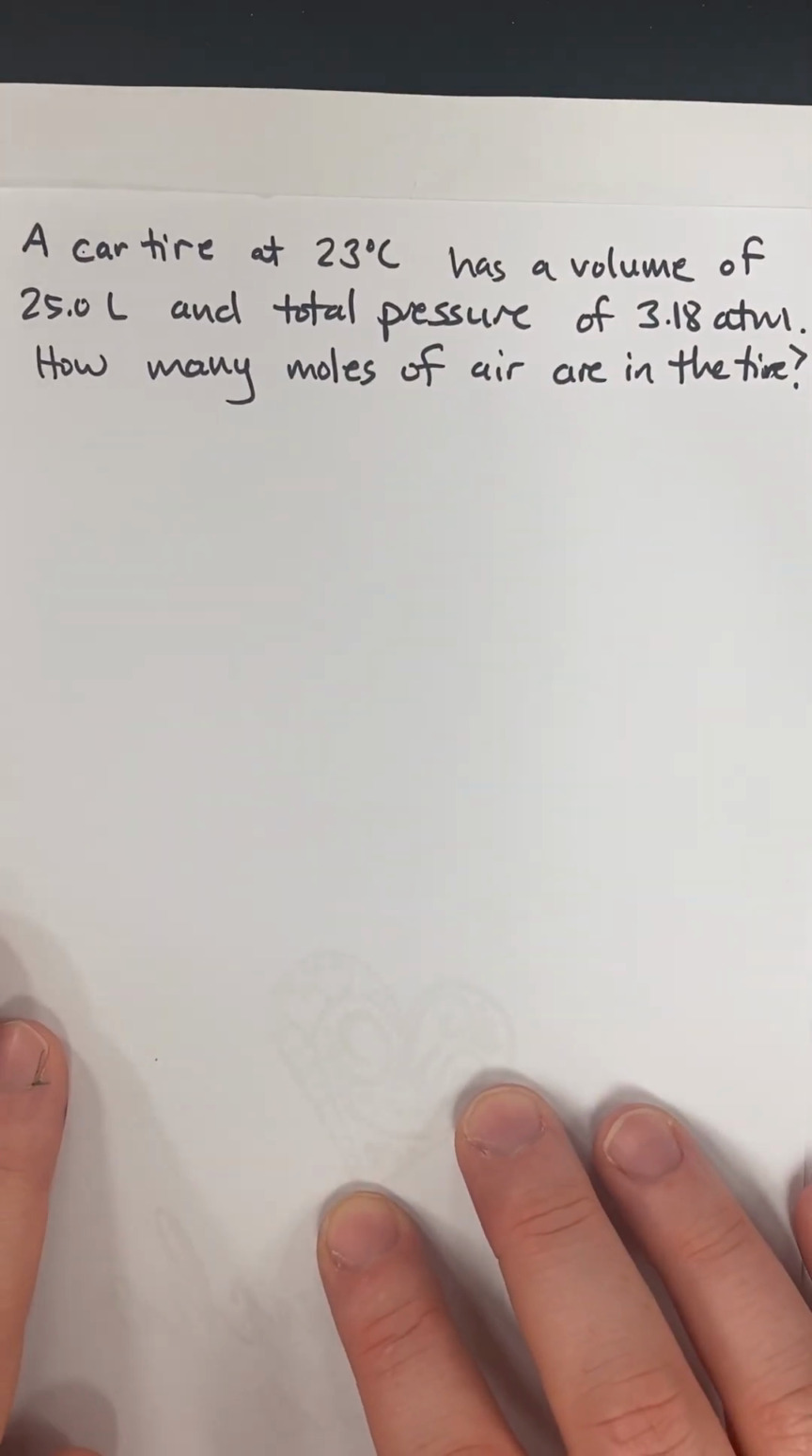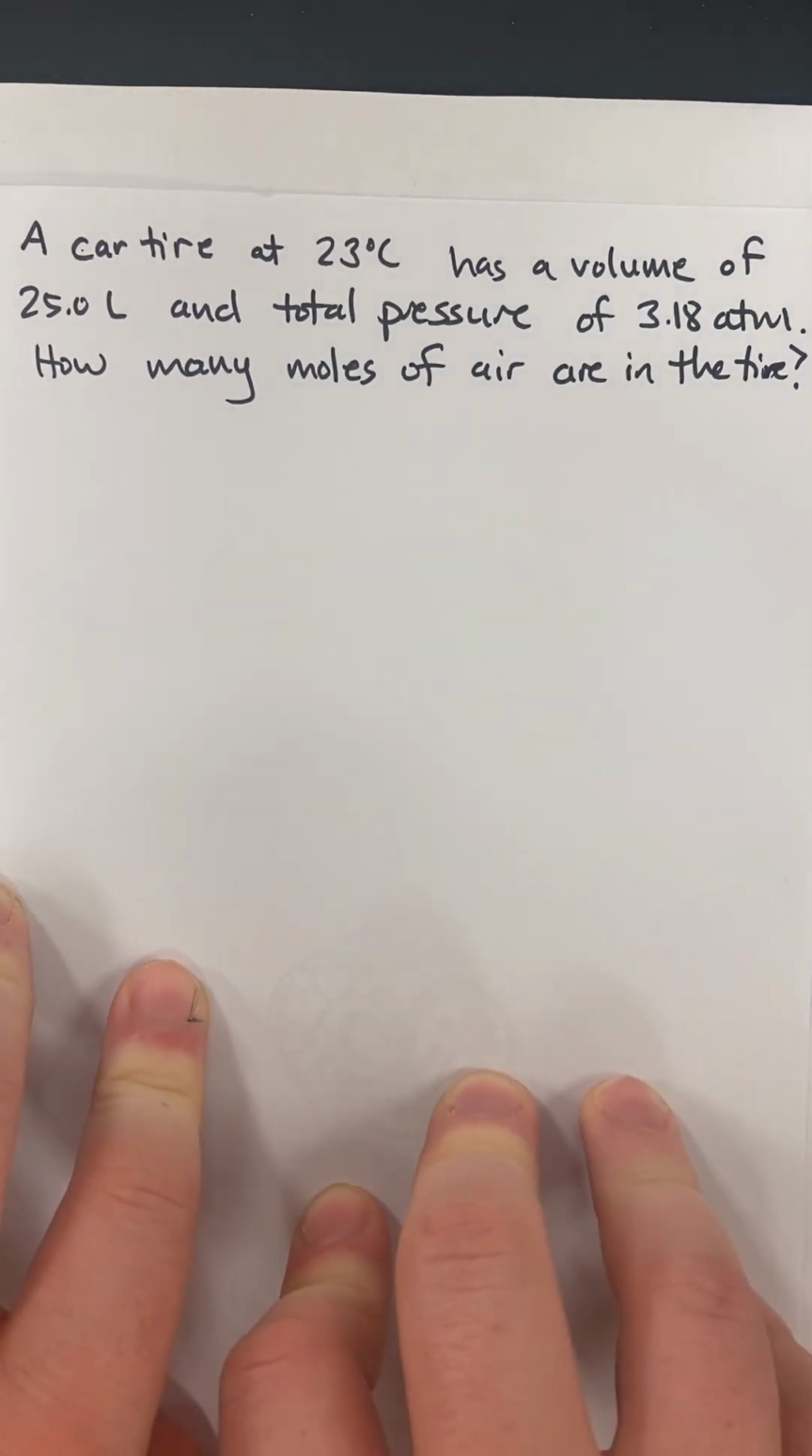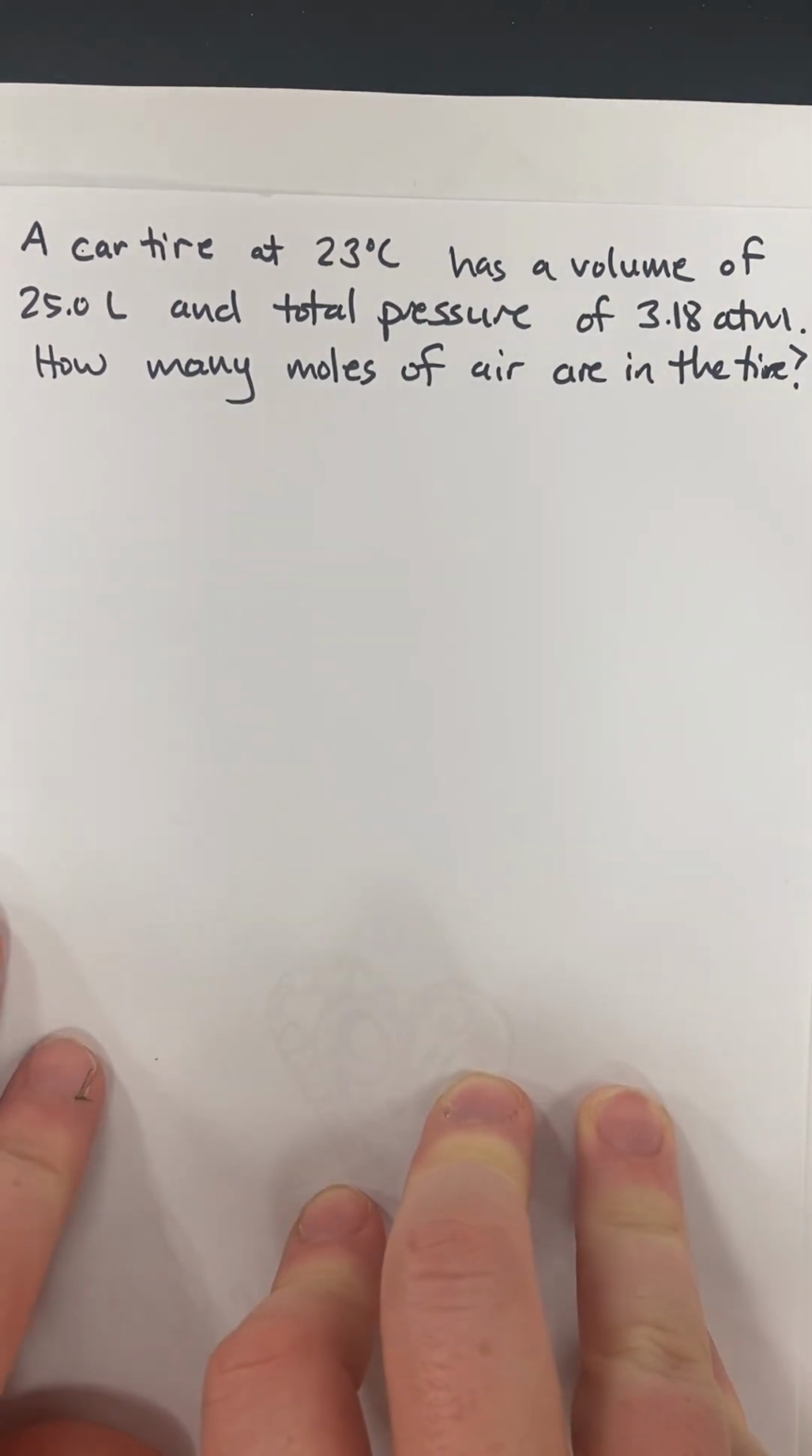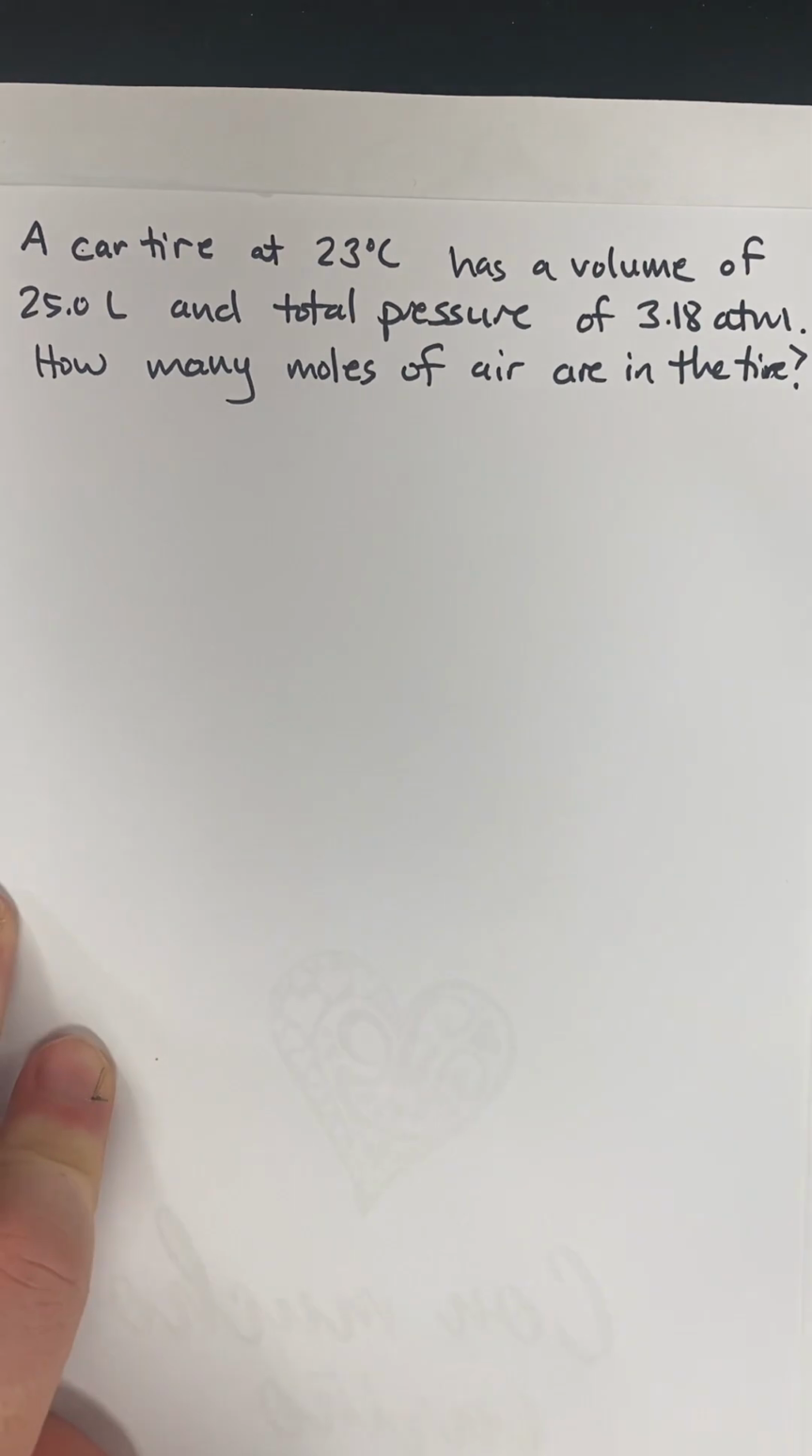Okay, this says a car tire at 23 degrees Celsius has a volume of 25 liters and total pressure of 3.10 atm. How many moles of air are in the tire?